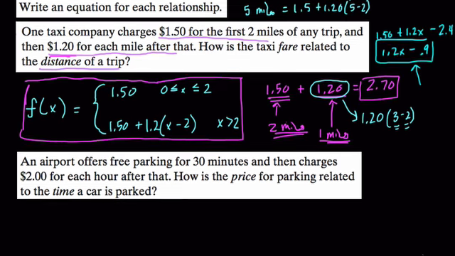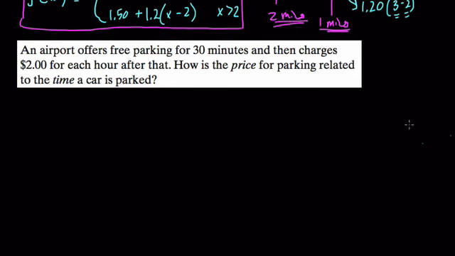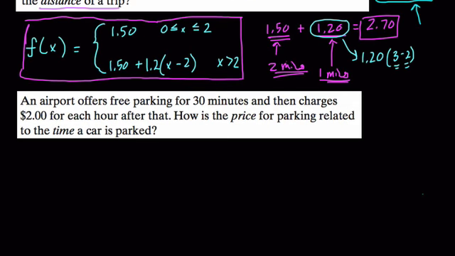Now, this is something you get more used to as you try more of these problems. So take, for example, this one right here. An airport offers free parking for 30 minutes. That's our first interval. And then it charges $2 for each hour after that. How is the price for parking related to the time a car is parked? The longer you park, the more it will cost. However, the function is not always the same. We won't say f of x, we'll say f of h, meaning the function based on h, or hours.